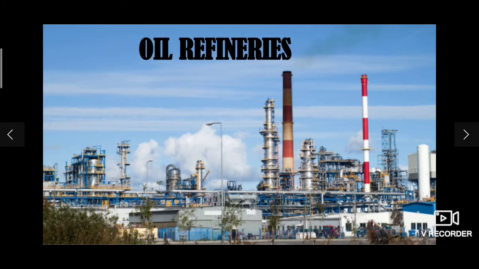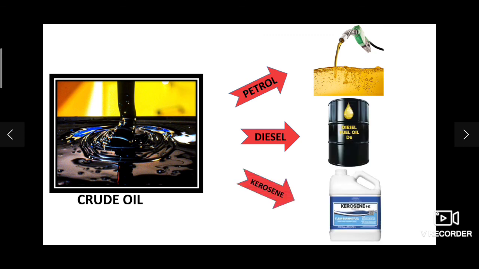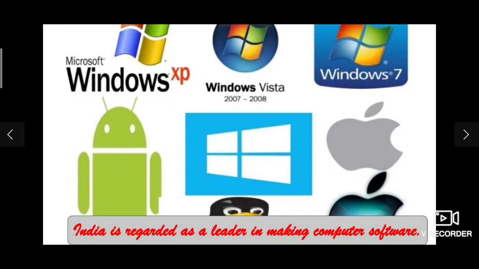An oil refinery is an industrial process plant where crude oil is transformed and refined into more useful products such as petrol, diesel, kerosene. Oil refineries are located in Assam, Mathura, Bihar. Today, India is regarded as a leader in making computer software. Bengaluru, Chennai, and Hyderabad are major software producing centers.